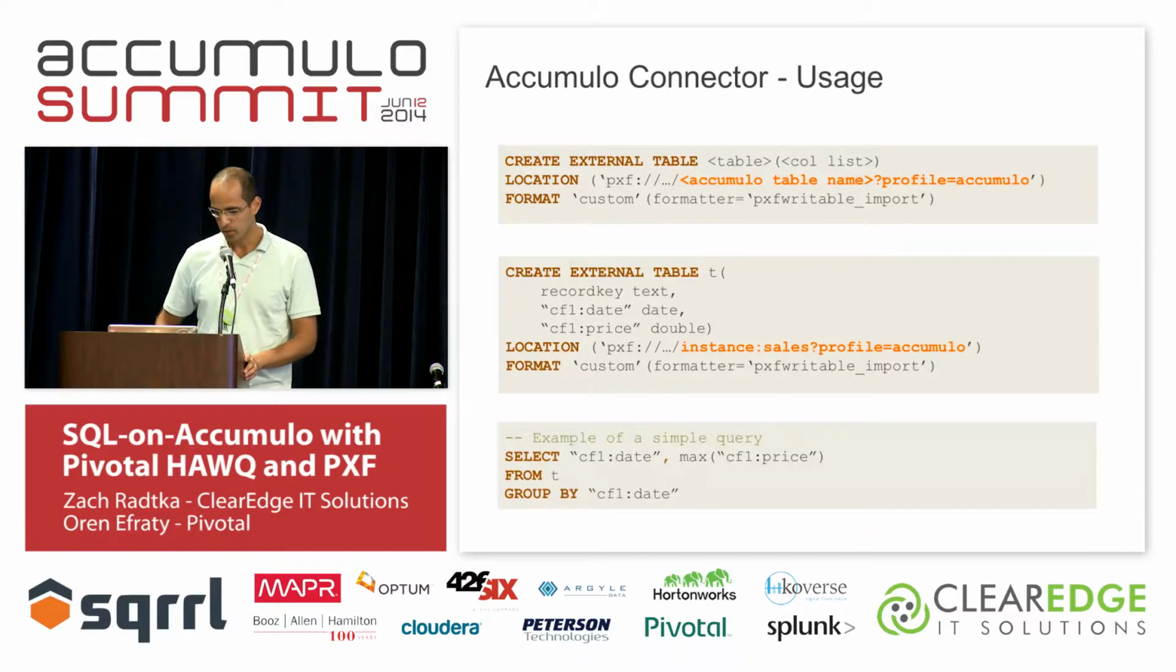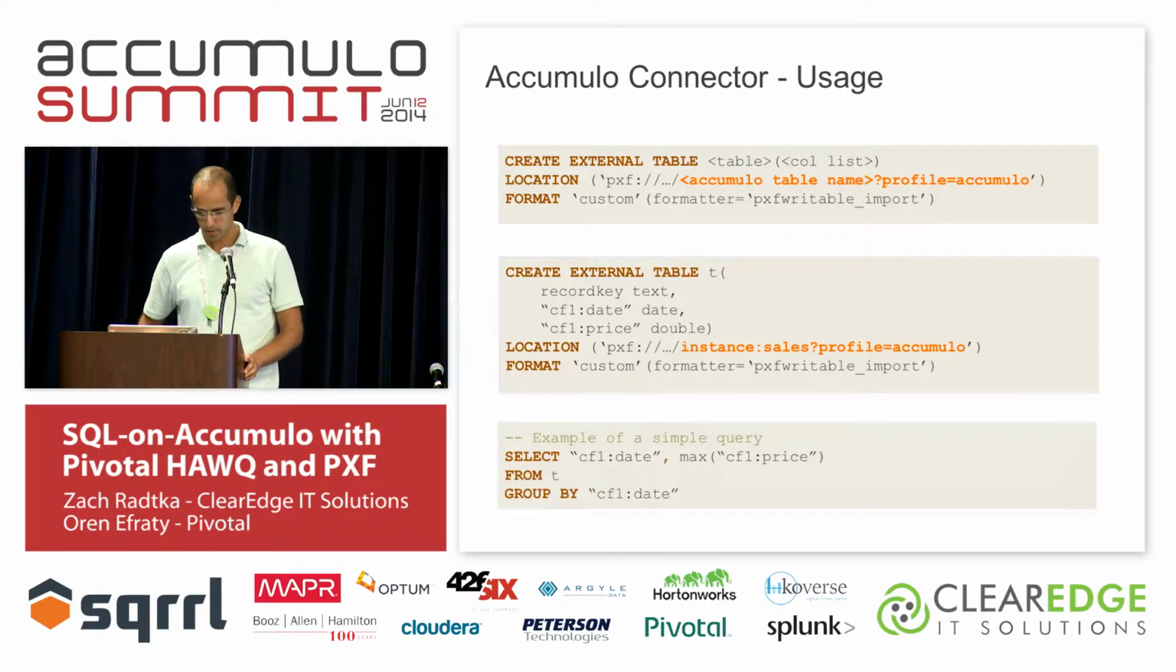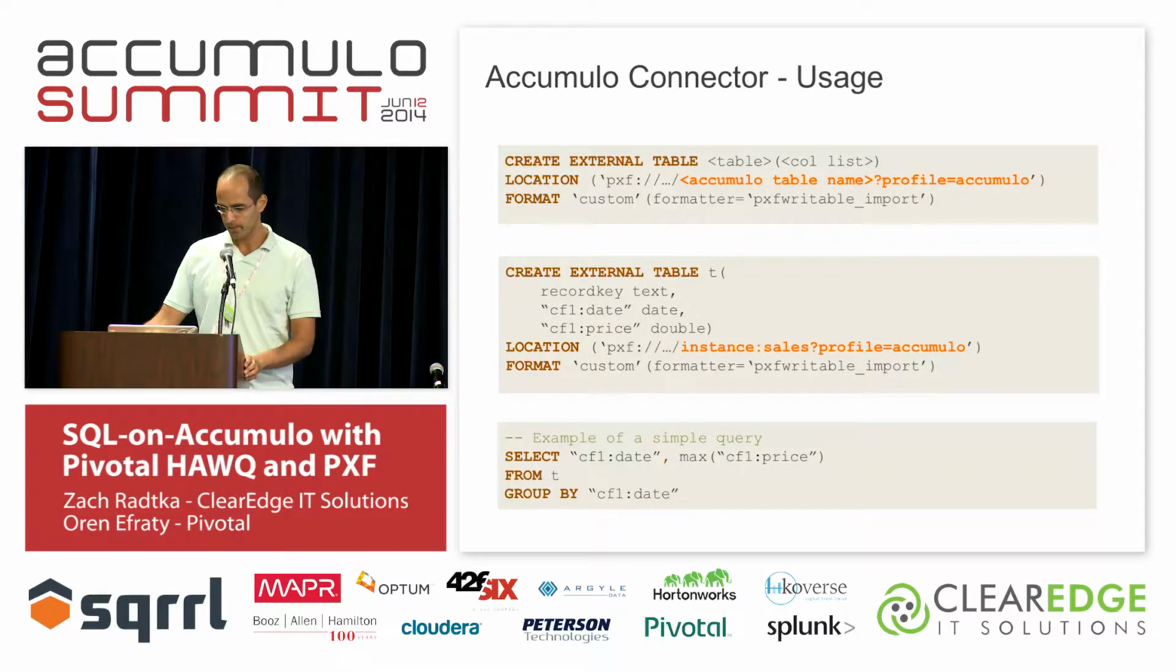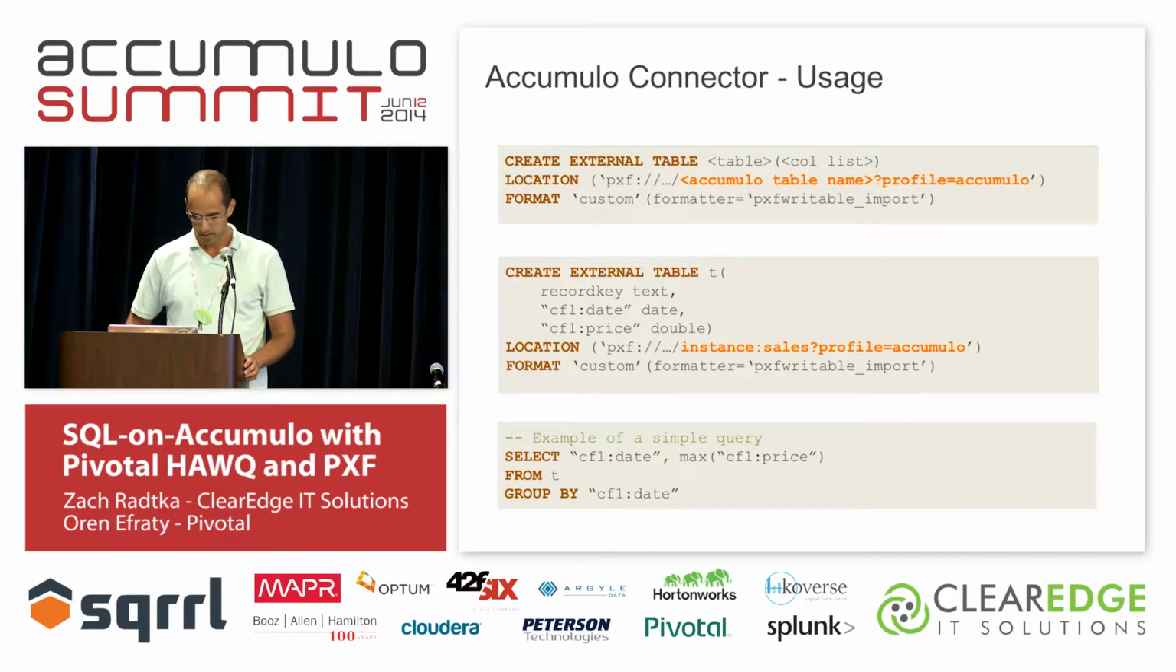Let's now look at the Accumulo connector usage. As before, we are creating an external table in HAWQ. In the location clause, it will be PXF protocol, the Accumulo table name is the data source, and the profile will be Accumulo. This is the way to specify a binary format in HAWQ.